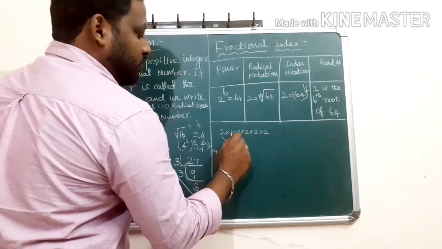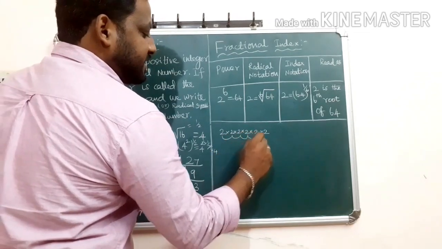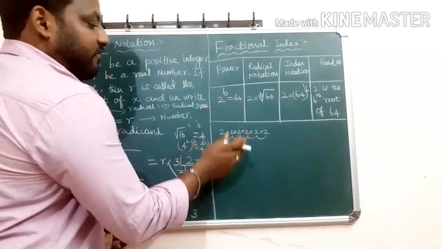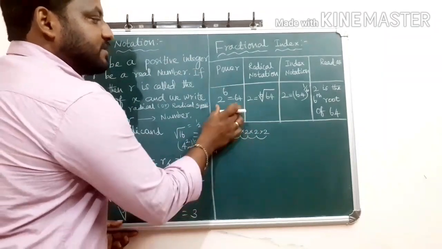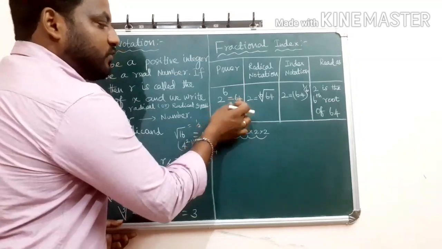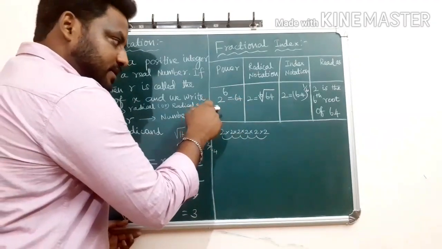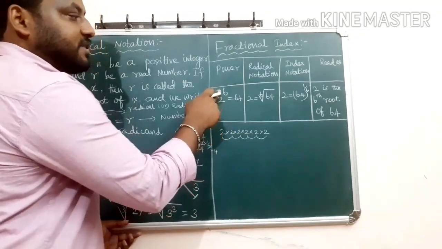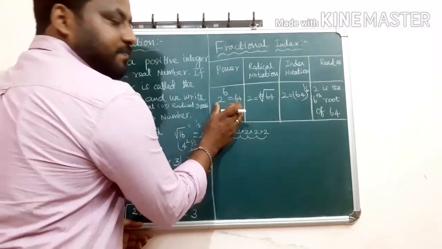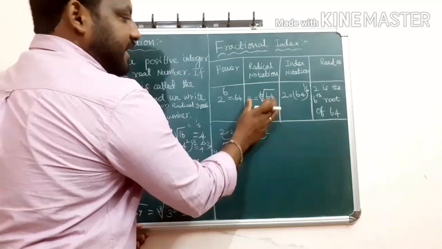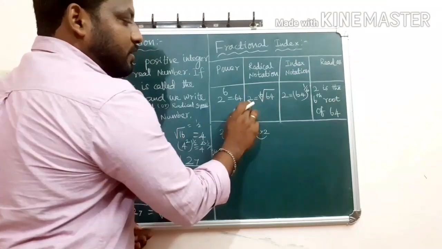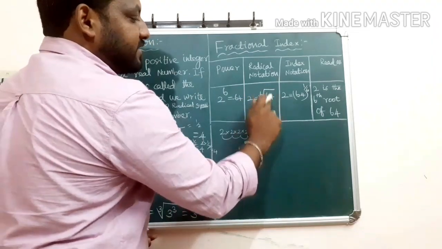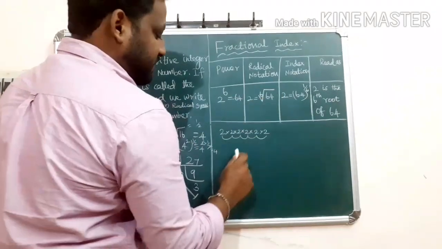That is, 2 2s are 4, 4 2s are 8, 8 2s are 16, 16 2s are 32, 32 2s are 64. So in power notation, 64 is 2 power 6. In the same question we can say in radical notation that 2 is equal to the 6th root of 64.